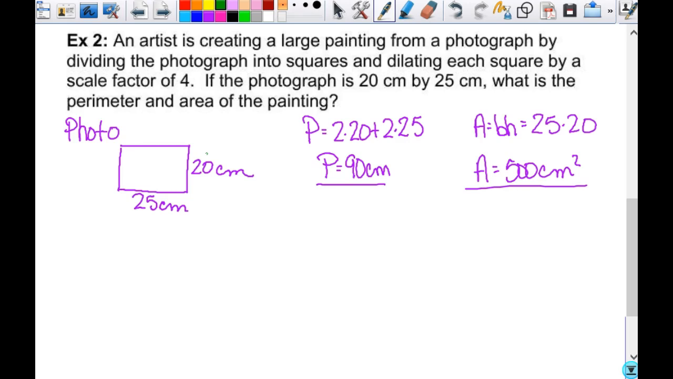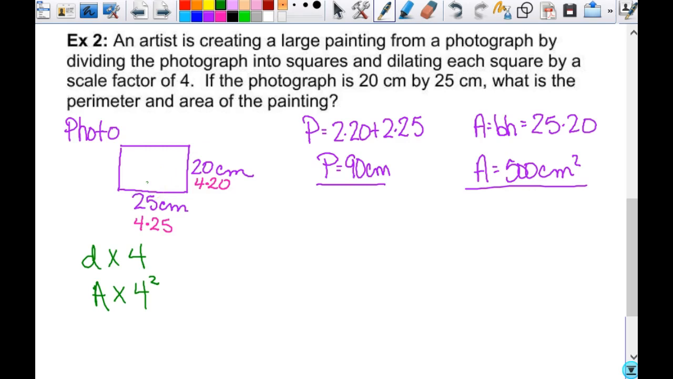So if I was going to find these dimensions, which I know you probably already know what they are, but it doesn't matter, we're not going to actually even write them down. This would be 4 times 25. This would be 4 times 20. Do we all agree with that? Okay, so what happens here when you're dilating it is that the dimensions all get multiplied by 4, right? The area then would be multiplied by what? 4 squared.